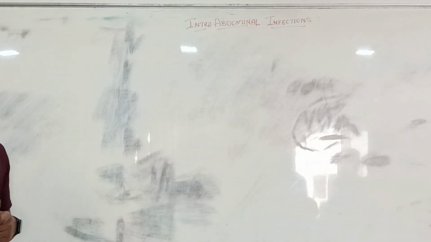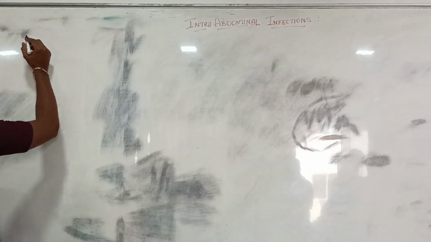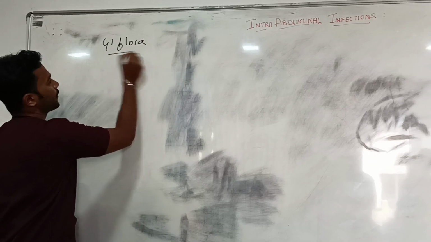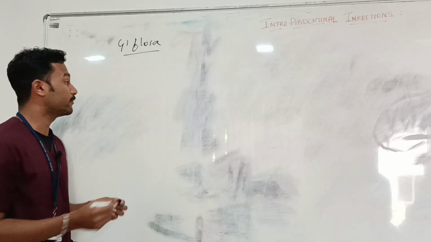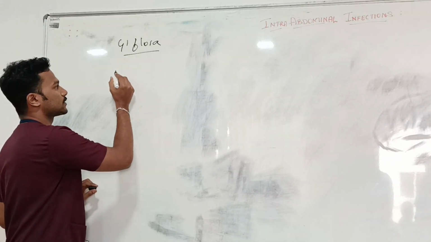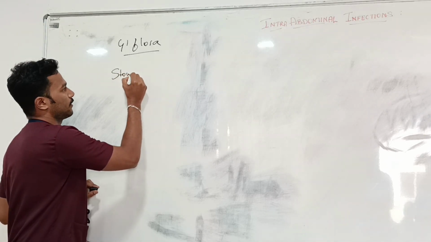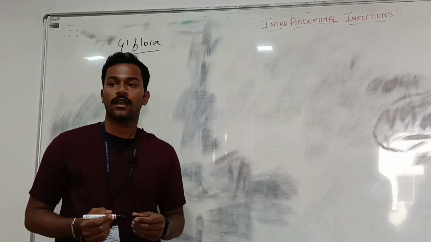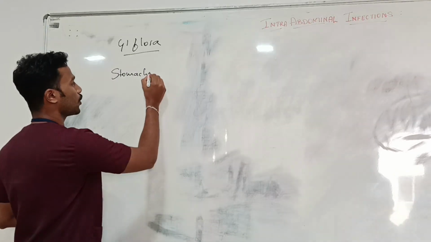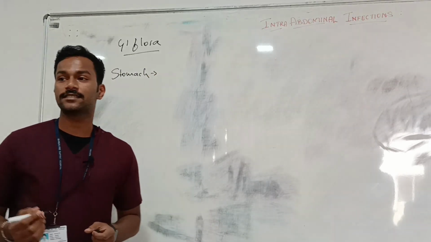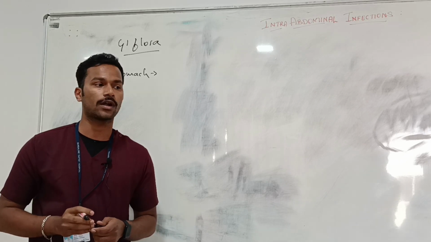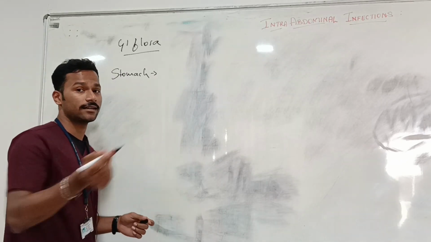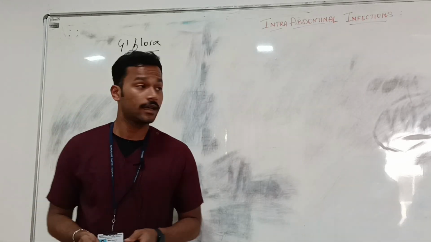So, what all microflora are there in the GI? Can anyone say? Okay, we will go from the stomach. Usually in the stomach it's very less. Mostly it's oral staphylococcus and streptococcus that are present, and rarely other gram-negative bacteria.